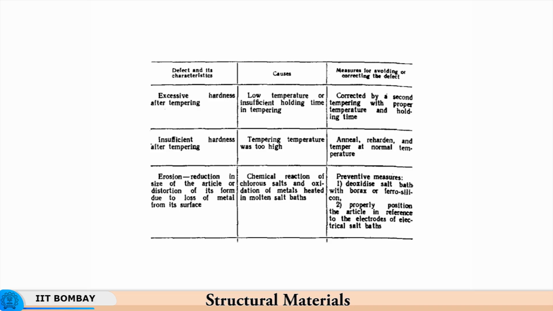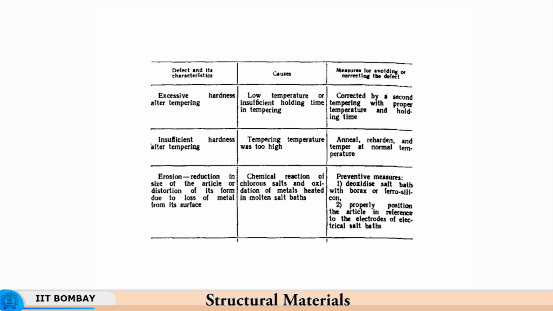So, it is very important that certain defects are better avoided, because correction means a very long procedure which is extremely energy intensive and expenditure intensive. Another defect could be erosion, that is reduction in size of the article or distortion to its form due to loss of metal from its surface. So, actually many times what happens is these metals form oxides which are volatile in nature, right. So, these volatile oxides can evaporate and then continuously material can be lost from the surface, that is one.